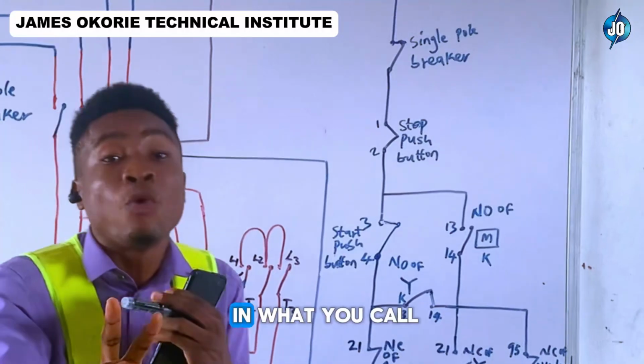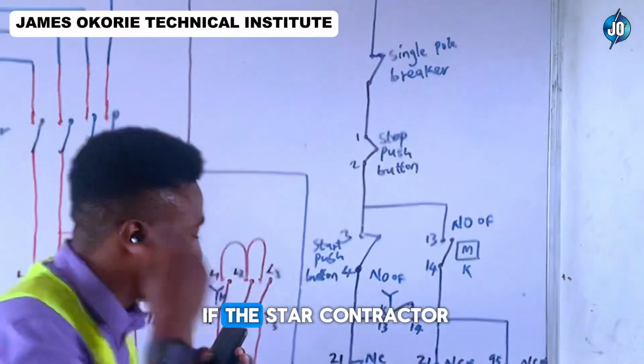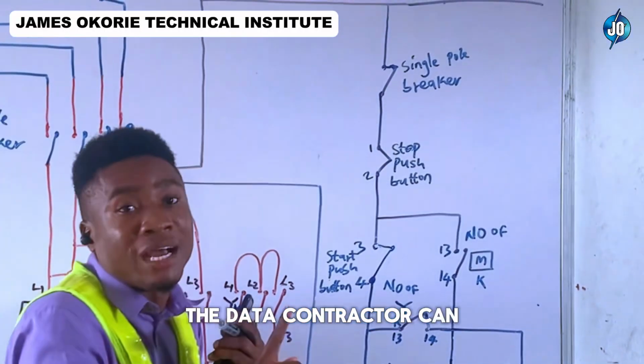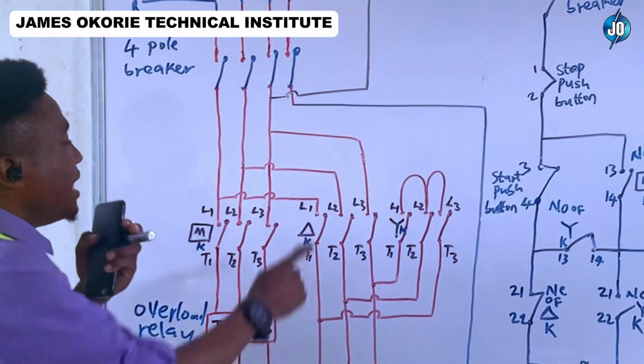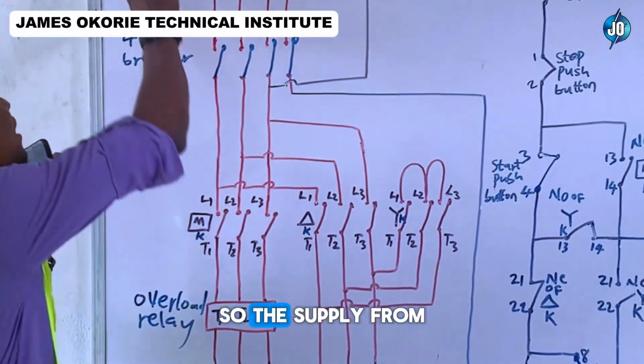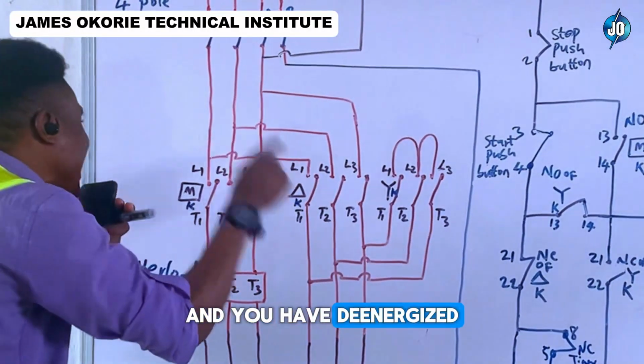because they are connected in what we call interlock mode. They are interlocked in a way that if the start contactor is working, the delta contactor can never work. So that's the reason why when this start contactor starts working, this delta contactor can never work. So the supply from here can never flow down. Why? Because the start contactor is working and it can de-energize the delta contactor.